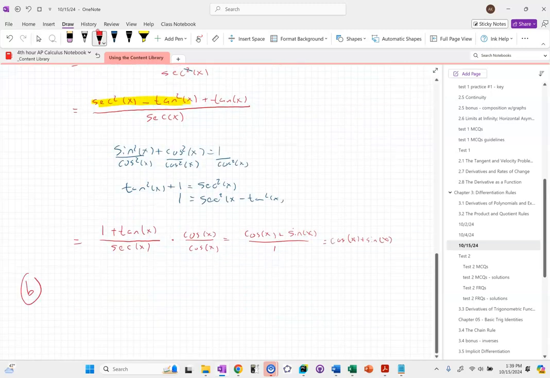Okay. So I had tangent x minus 1 over secant x. So I'm going to do that same simplification I just did there at the bottom. Cosine times tangent is sine. And secant times cosine is just 1.